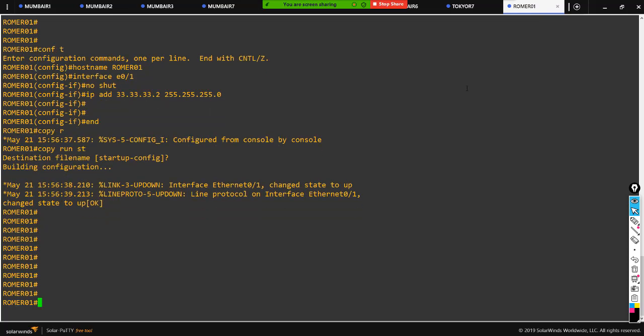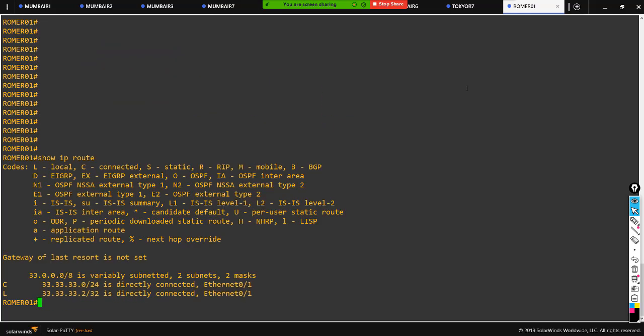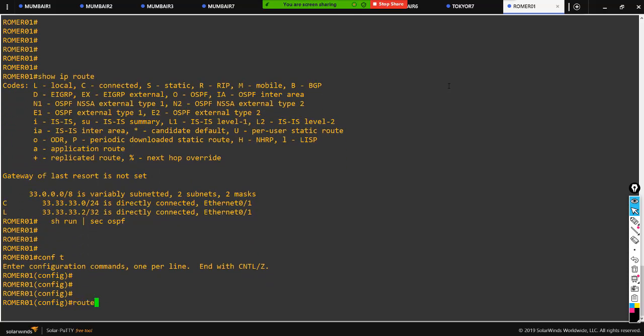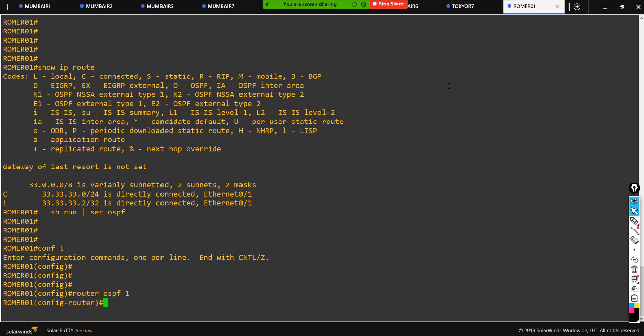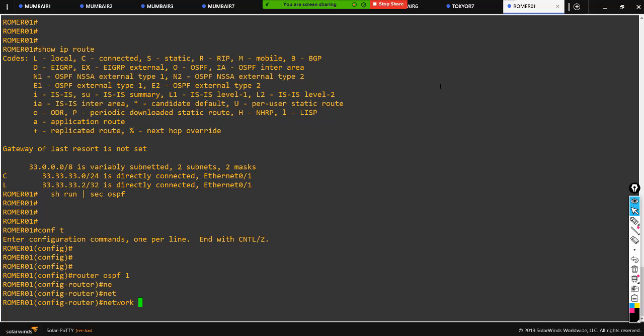Okay, so let's first see if those routes are introduced in the routing table or not. So this is the roam router 1. If I make use of show ip route, okay, there is nothing as of now, because maybe there is no OSPF configured. Yeah, so I'll configure OSPF first. Router OSPF process ID 1. What is the network that I want to define? So let's say I want to define this network. What is the subnet wildcard mask? What is the area?